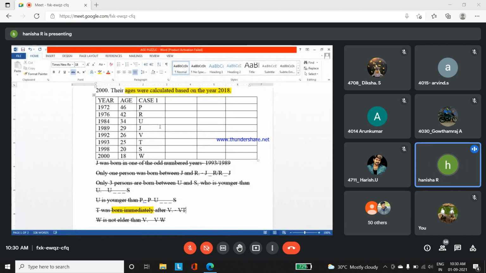So the correct persons who are born in the correct ages are as follows: P, R, U, J, B, T, S, and W. Okay, this is the correct answer for this question.